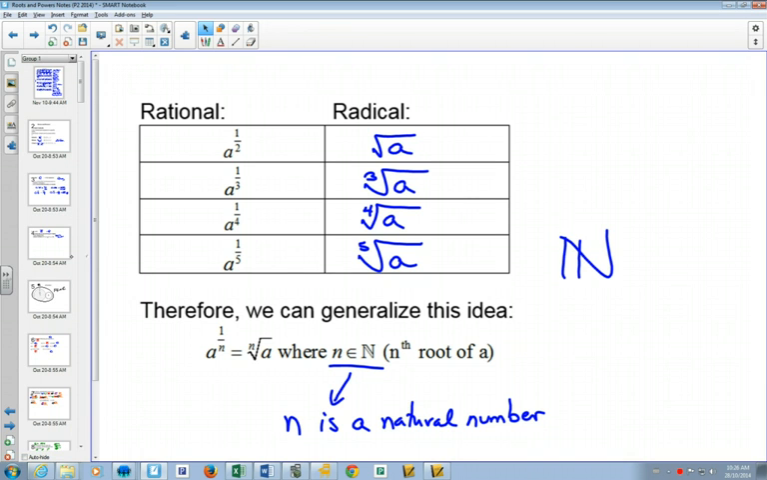This little E thing between the n and the N technically is an element of, so that's why it looks like an E. But I think short term, saying it is a natural number makes just as much sense. Sometimes when this is read, you can say n belongs to the natural numbers.